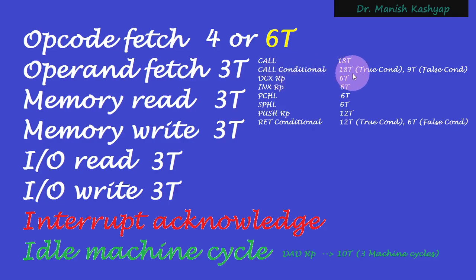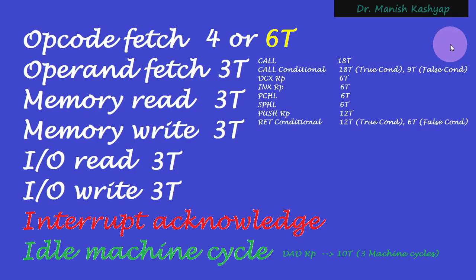However, if the condition is false, then you only have to do the opcode fetch, which will be of 6 T states because it falls in this particular list. And after that, you would have to read two operand fetch cycles, but if the condition is false, I don't think you will need to read both of the bytes, because after CZ there is a 2 byte address.